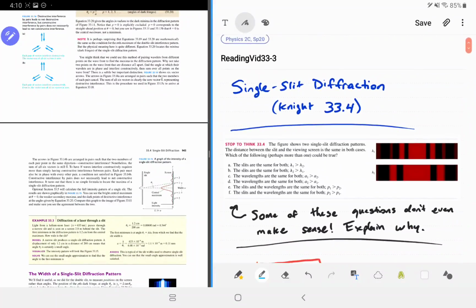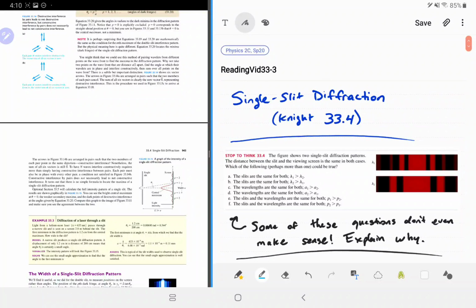Okay, let's come back to this question right here. Some of these questions don't even make sense. Explain why. I want to mention right away which ones don't make sense, and those are E and F. Don't make sense.